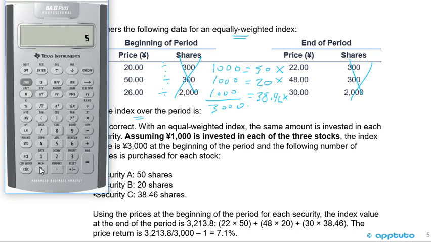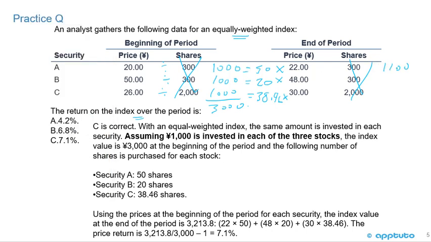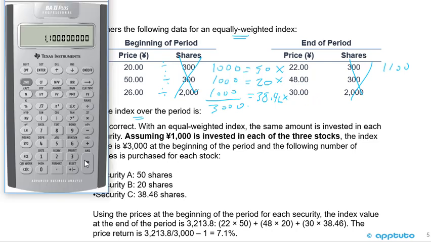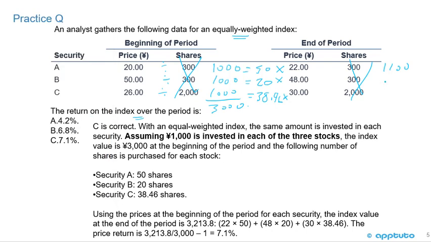So 50 times 22, we're going to get 1,100. And this is the way that I would do it in the question as well. Use the space that's provided if they give you a table like this. For the second, it's 20 times 48. So 20 times 48, that's going to give us 960 for B.